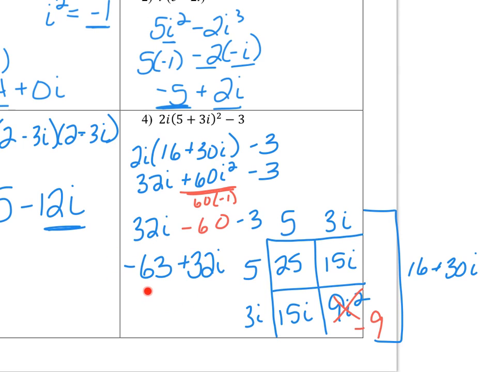If you have it the other way around, it's not full credit because it has to be in a plus bi form. So you FOILed, and when you double distributed this part, you should have gotten 16 plus 30i. Multiplied the 2i through, and then got this, and then subtracted the 3. So take a look at it, pause it if you need to look closer, ask questions tomorrow if you need it.